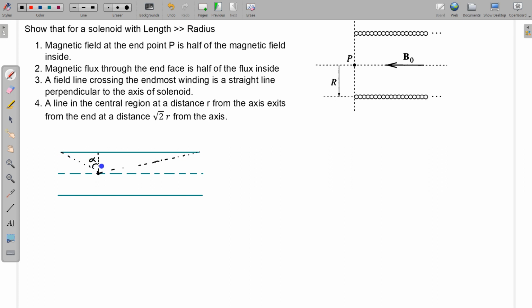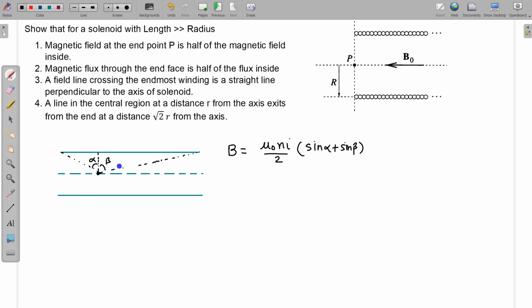Suppose this angle is alpha and this angle is beta, then the magnetic field at a point on the axis is given by, at this point on the axis, this is the point at which I am writing the magnetic field. This magnetic field is mu naught n i by 2, where small n is the number of turns per unit length and I is the current in the solenoid, multiplied with sine alpha plus sine beta.